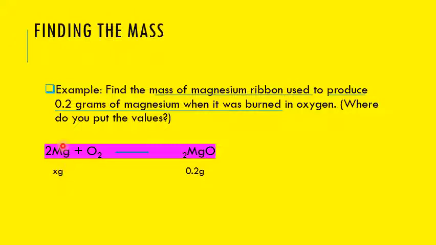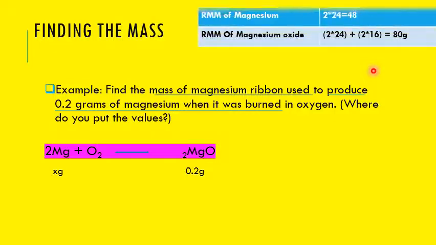Now what do I put at the top? Remember, if you have mass at the bottom, at the top you need to state the mass for that substance, that overall mass for the substance. So here we have grams, so we need to give the overall mass for magnesium, and we find that mass by using our periodic table.